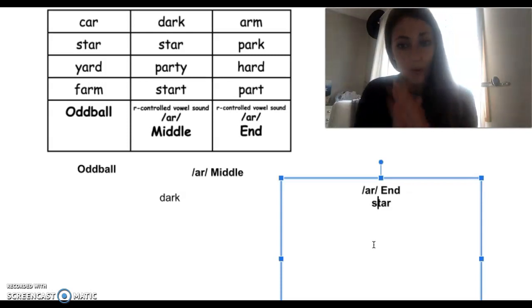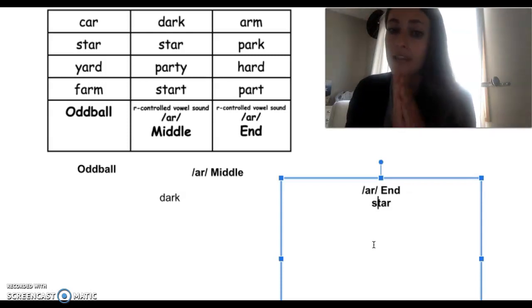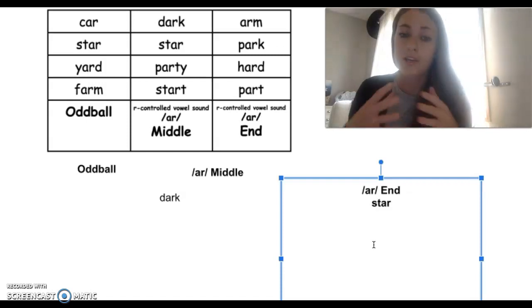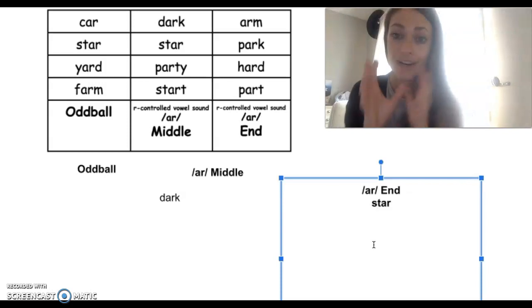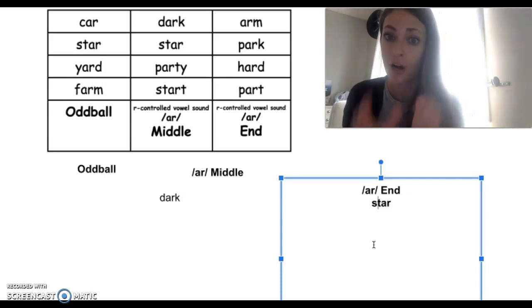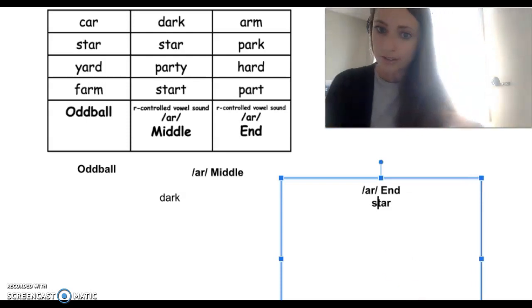Now remember, when an R follows the A vowel, it creates a totally different sound. It controls that A, and it makes a different sound. That's why it's called an R-controlled vowel sound. It makes an R.